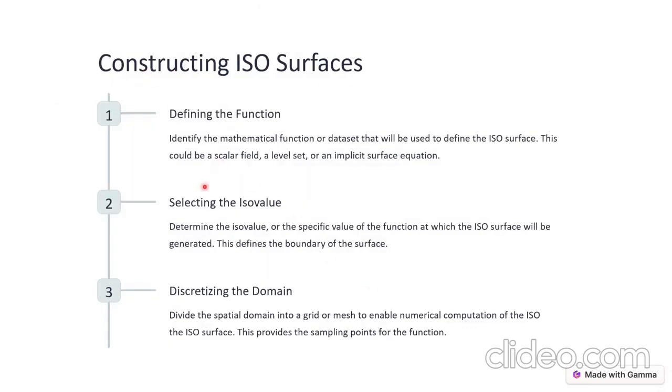First, we need to define the function, like the scalar field level set and implicit surface equations. The second step is selecting the ISO value, determining the value at which the ISO surface will be generated; in which place you want to generate it, you need to define the value. And third is discretizing the domain: divide the structural domain into a grid to enable numerical computation, and the ISO surface provides the sampling points of the function.